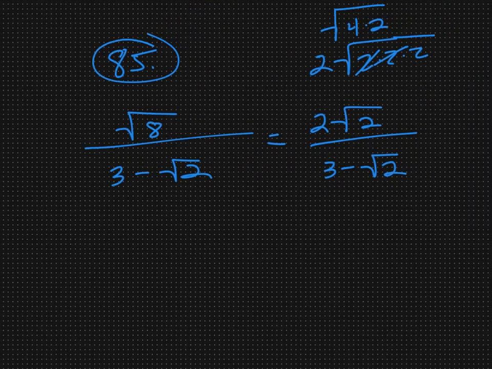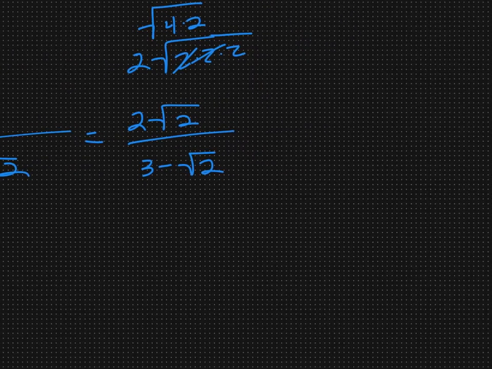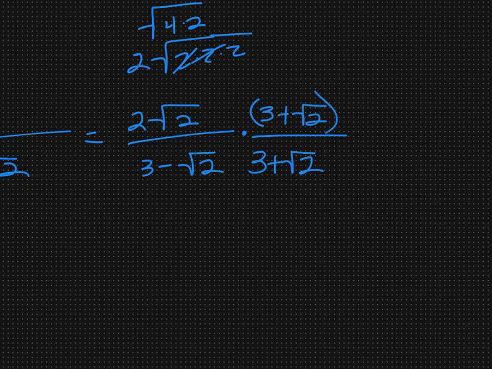So back over here on this problem, which I'm not finding, where did it go? Here it is. This is where we were at. So if I want to get rid of 3 minus the square root of 2, what I'm going to do is multiply by 3 plus the square root of 2. But if I do it on the bottom, I got to do it on the top.